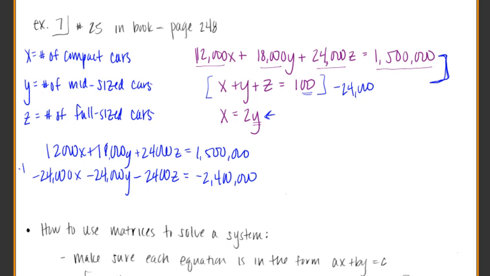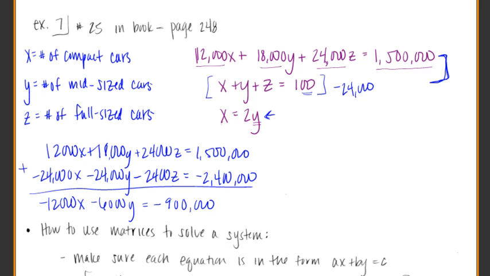Okay, so let's combine these together. If we have a negative 24,000 and a 12,000, that'd be a negative 12,000x minus 6,000y. My z's are going to go away. It's equal to, looks like a negative 900,000. Okay, so we've got this equation. Let me write that again, up over here. A negative 12,000x minus 6,000y, whoops, 1 more zero in there, is equal to a negative 900,000.